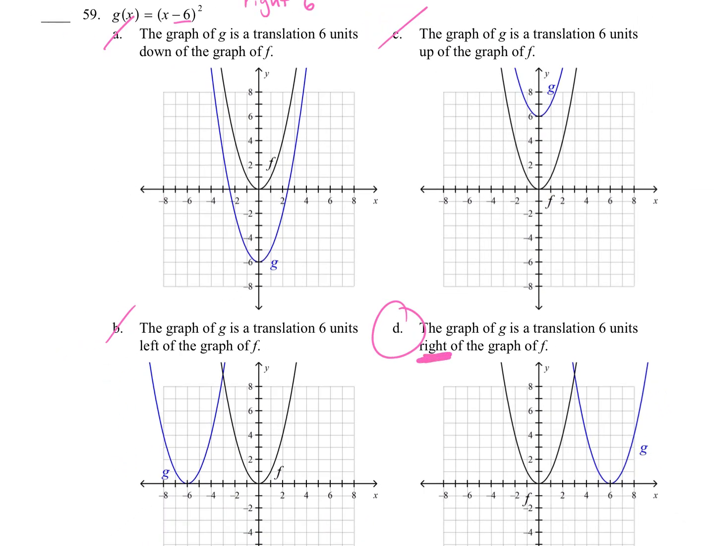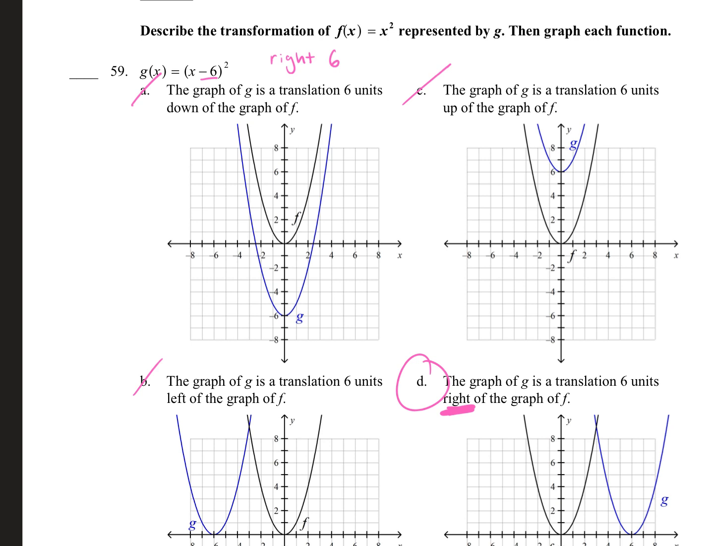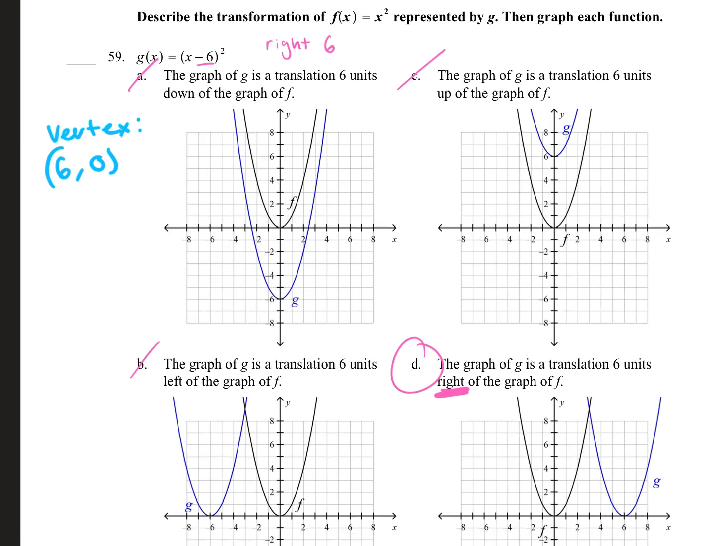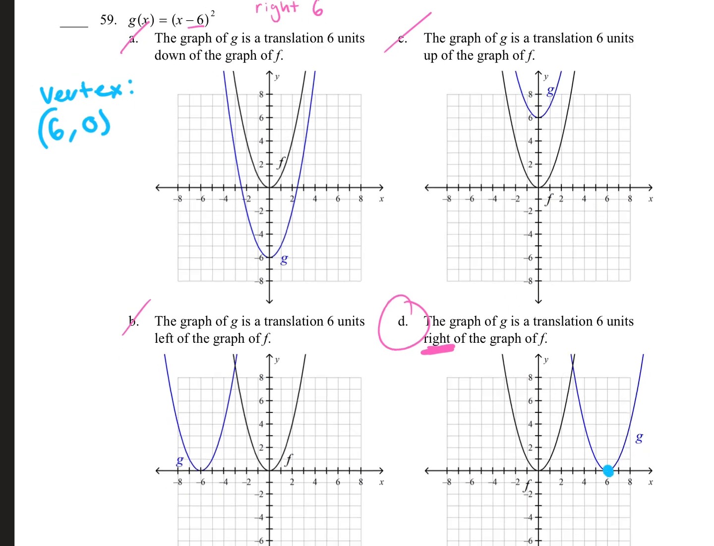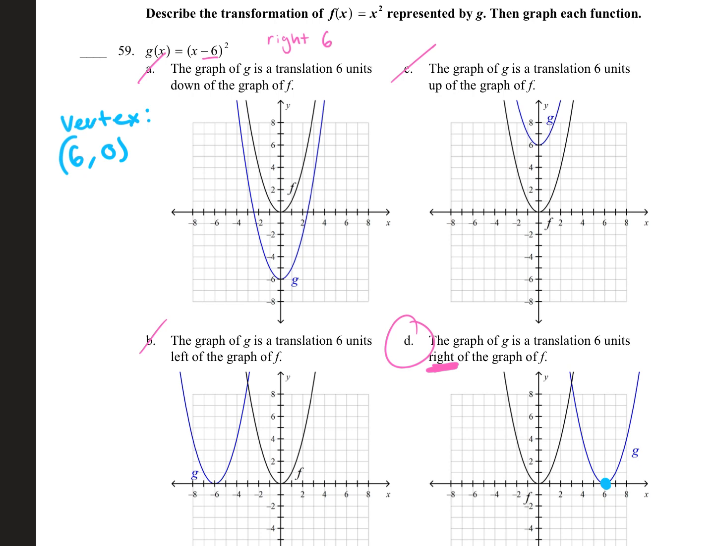So all we have to do is identify our transformation. You could also just know that our vertex here, because it's in vertex form, would be 6, 0. So that would go to the right 6, stay at 0 for the vertex. So a couple different ways you could think about this when solving. Just make sure you know your transformations and how to find the vertex when it's in vertex form.